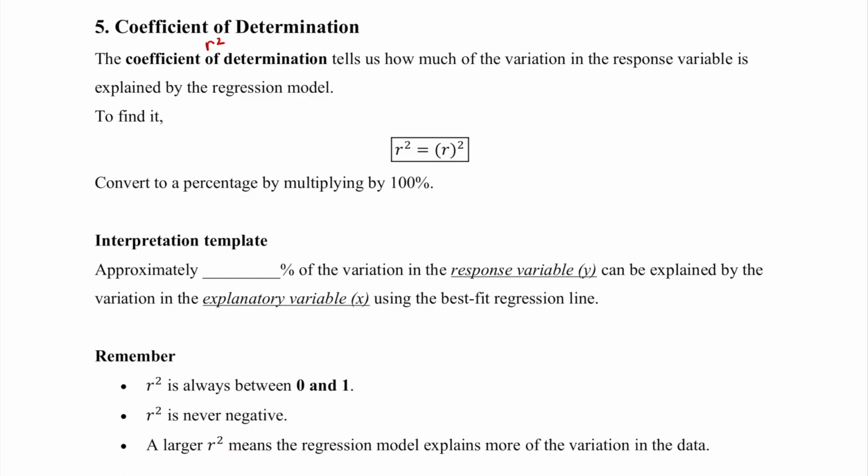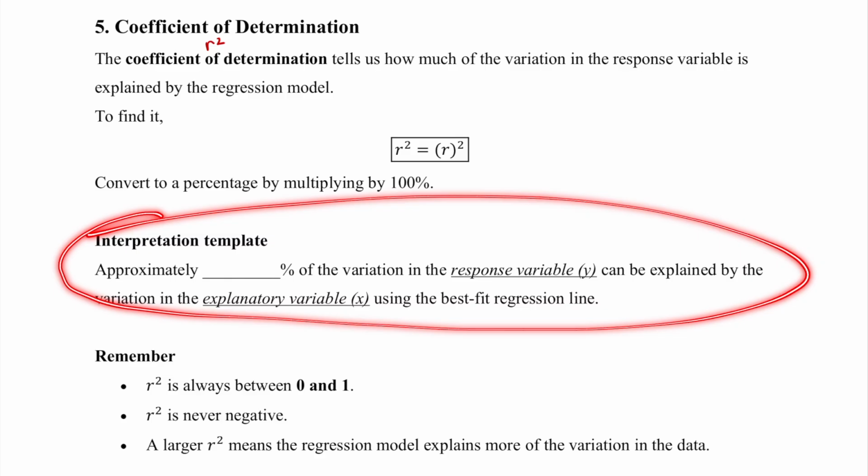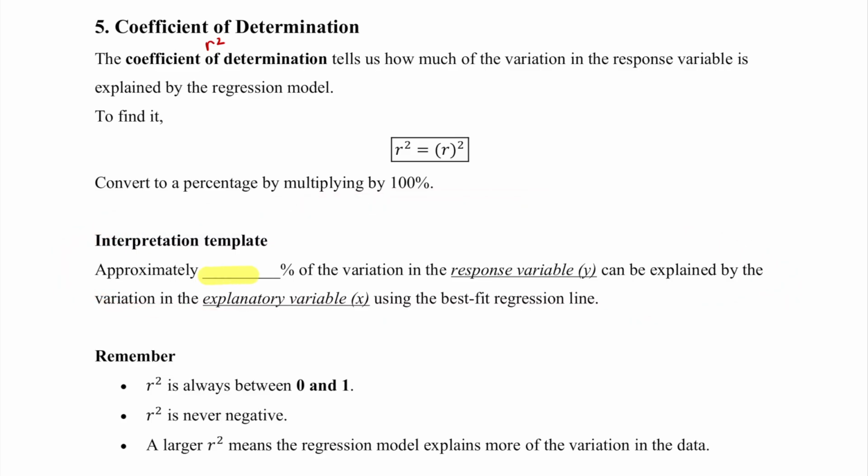When interpreting the coefficient of determination, we'll use this template. There are 3 values that we need to replace every time. The first one is the value of r squared written as a percentage. The second one is the y variable. Make sure you replace this with the actual response variable using the problem's context. And the last one is the x variable. Again, make sure you replace it with the actual x variable using the problem's context.